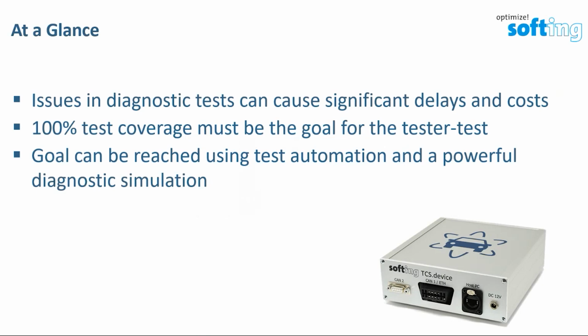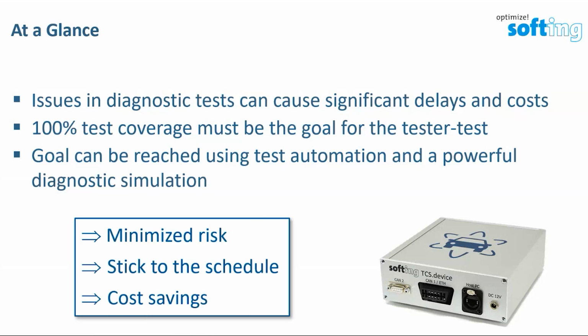So, for summary, what have we seen today? The issues in diagnostic tests can cause significant delays and cost issues. We've shown you 2 examples of how this could look. And it's best to have 100% test coverage. That must be the goal for the tester test. And also how this goal can be reached. We have to use test automation and a powerful diagnostic simulation like we showed you in the work together. With all that, we can minimize risk. We can enable you to stick to the schedule, even to tough schedules. If you have good test coverage, it's possible. And also it will save you a lot of money if you do it right.